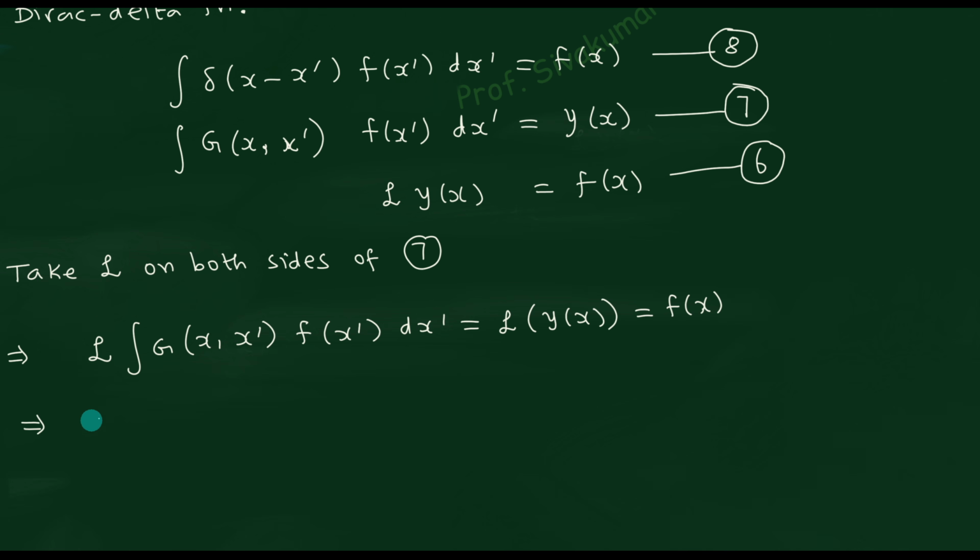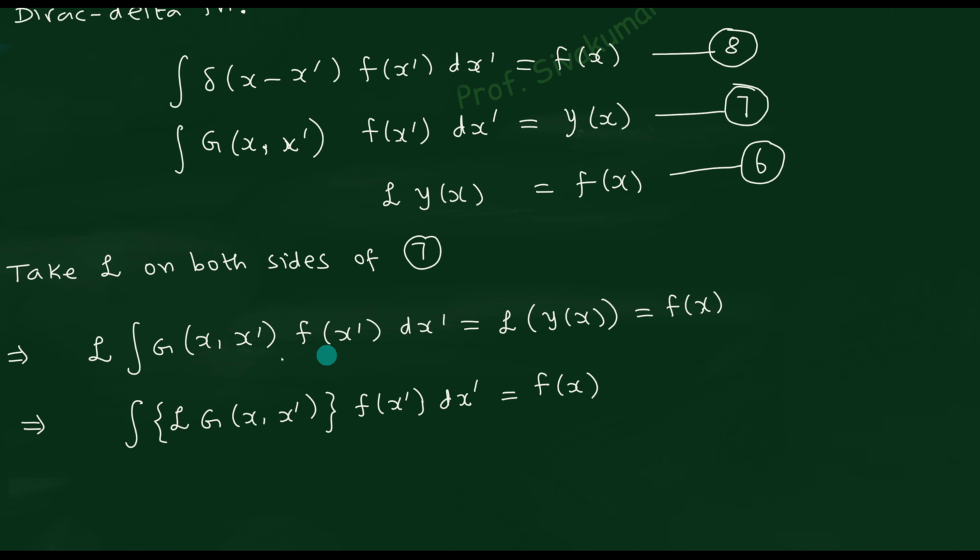And that's all. And we can simplify this. If you simplify this, I take the L operator inside. Then the rest of the thing is the same, f of x prime dx prime, no changes. That will be equal to the right hand side, f of x.